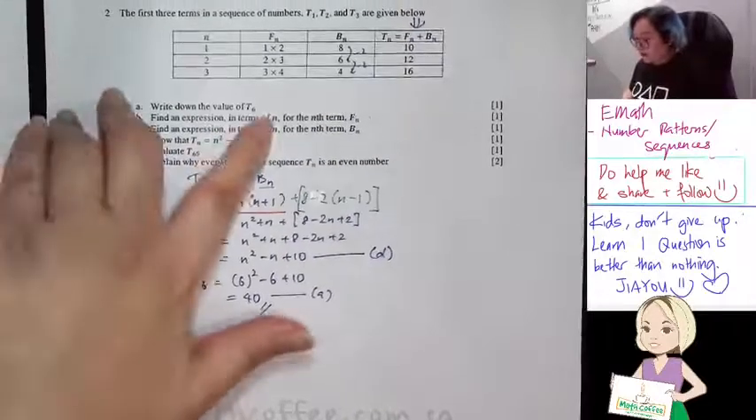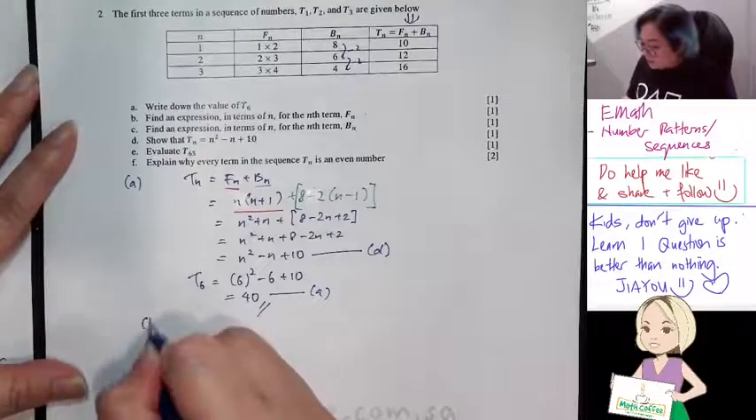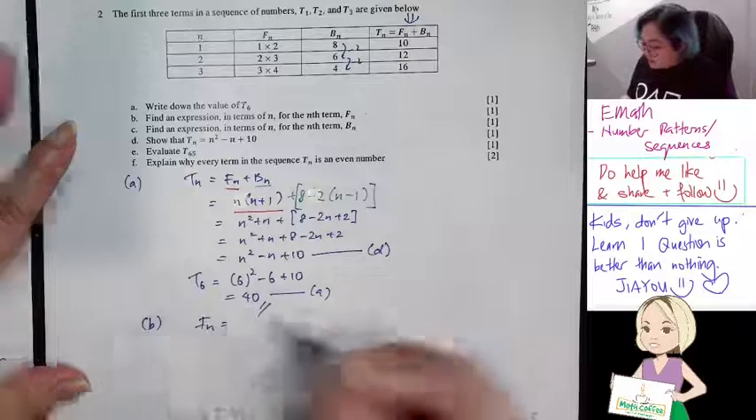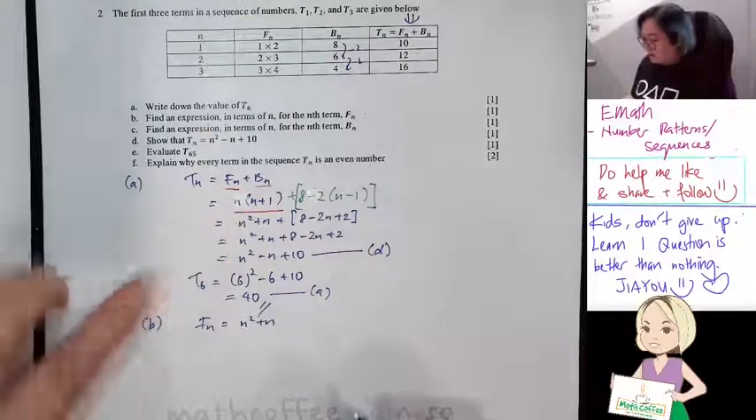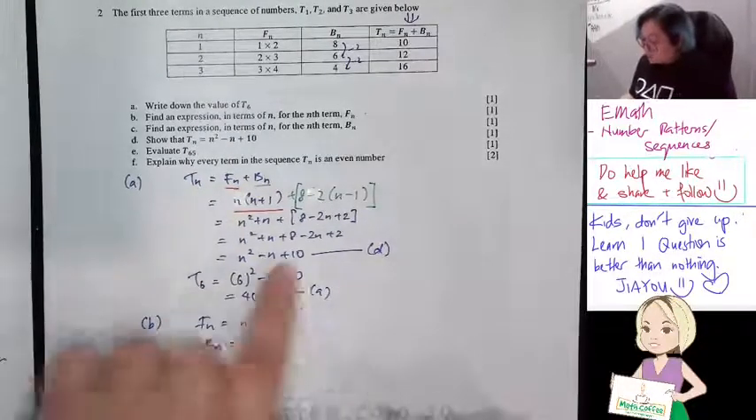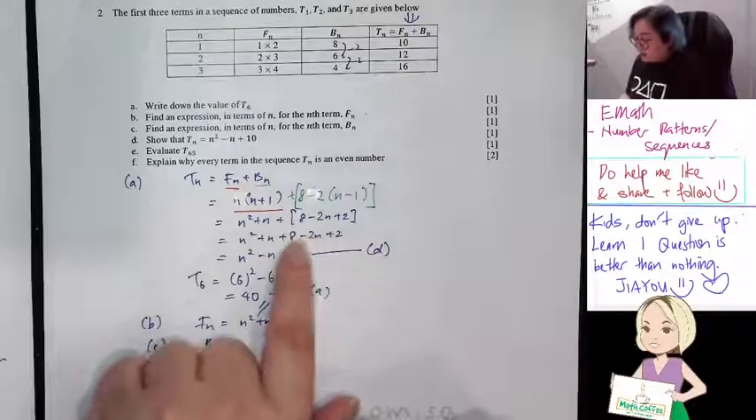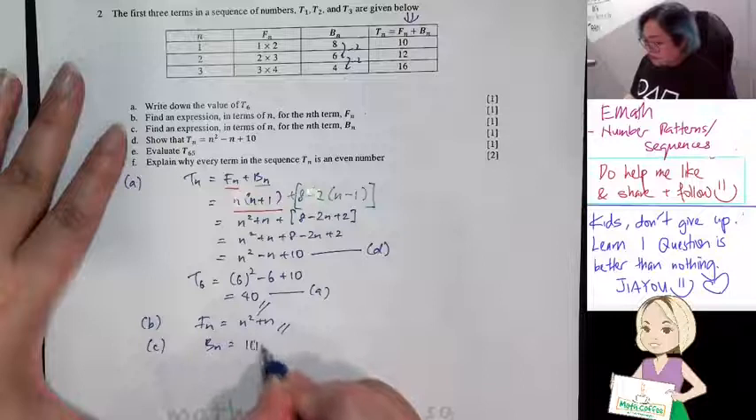Find an expression in terms of n for the nth term. We already had it, which is this part. So my part B, my Fn is equals to n square plus n. This part, the red color one. My part C, which is the Bn, which we already have over here. So it is 10 minus 2n.